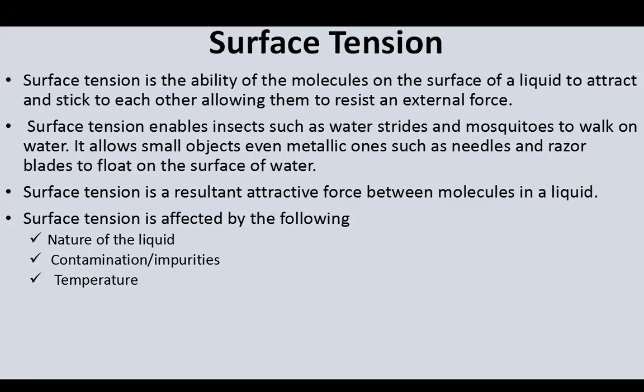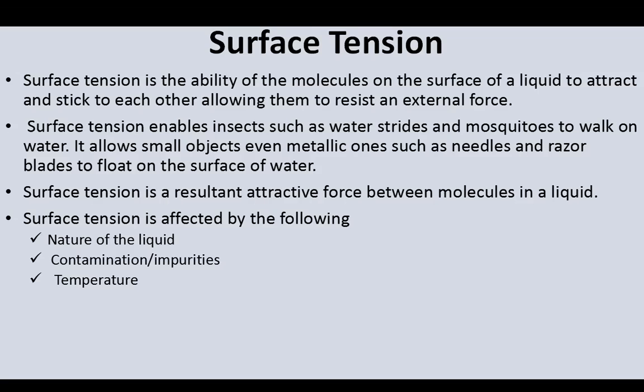What do we mean when we talk about surface tension? It is the ability of the molecules on the surface of a liquid to attract and stick to each other, allowing them to resist any external force, or it's the ability of the surface of a liquid to behave as a fully stretched elastic skin. Now, this surface tension enables insects such as water striders and mosquitoes to walk on water.